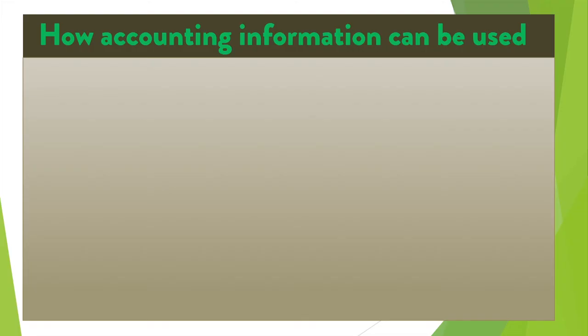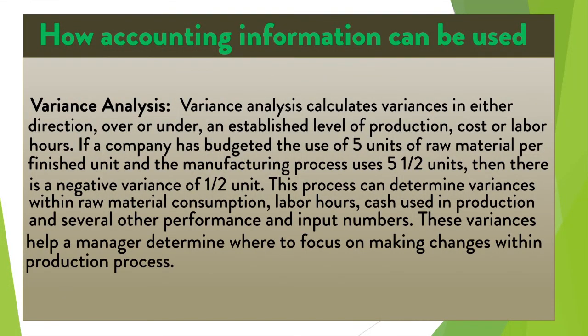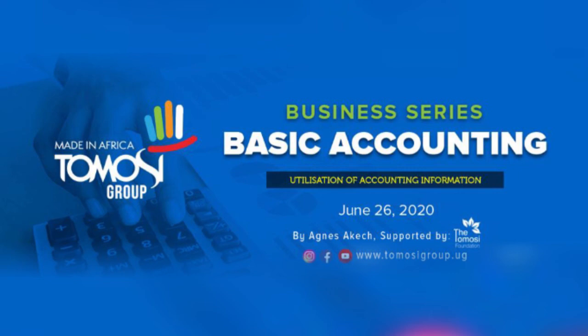Variance analysis, like I earlier talked about, calculates variances in either direction, over or under an established level of production, cost or labor hours. If a company has budgeted the use of 5 units of raw materials per finished unit and the manufacturing process uses 5, you had budgeted 5 and you've used 5, that means you've hit the target. Sometimes it's not bad to utilize your budget line or the revenue line, the cost line to 100%. However, you must be able to ensure that the consumption of this material has equally generated the return that you had targeted to achieve.